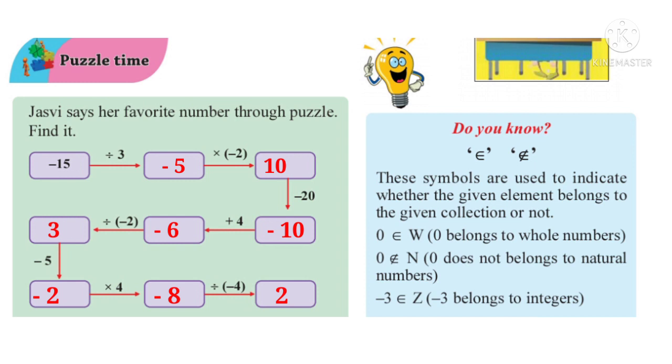Do you know these symbols are used for an element belongs to a set or not? 0 belongs to W means 0 is in the set of whole numbers, and 0 does not belong to N means 0 is not in the set of natural numbers. Minus 3 belongs to Z means minus 3 is in the set of integers. So these symbols we will learn in the next higher classes.